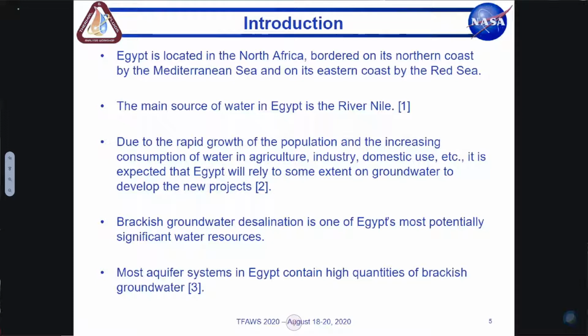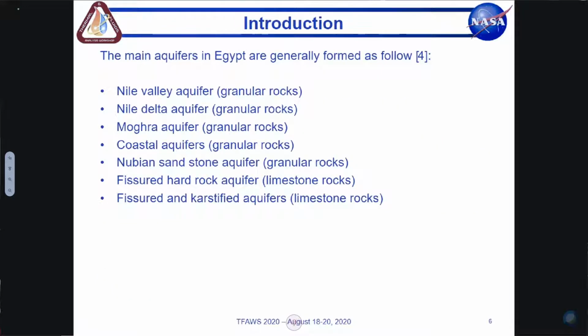As you know, Egypt is located in North Africa, bordered on its north coast by the Mediterranean Sea and on its eastern coast by the Red Sea. The main source of water in Egypt is the River Nile. And of course, due to the rapid growth of population and the increasing consumption of water in agriculture, industry, and domestic use, it's expected that Egypt will rely to some extent on groundwater to develop new projects. Brackish groundwater desalination is one of Egypt's most potentially significant water resources. Most aquifer systems in Egypt contain high quantities of brackish groundwater.